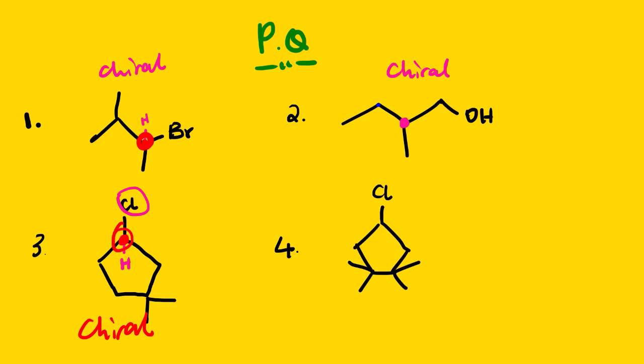Looking at number four. Okay, let us go straight to the carbon that we think might possibly be our chiral center. Looking at this carbon here, we know that we have hydrogen. And then we can simply form a symmetrical line here. Looking at this side and this side, you can see that they're identical. Since they're identical, we cannot say this is our chiral center. This is in fact achiral. I hope you got this one correct. Let us continue.